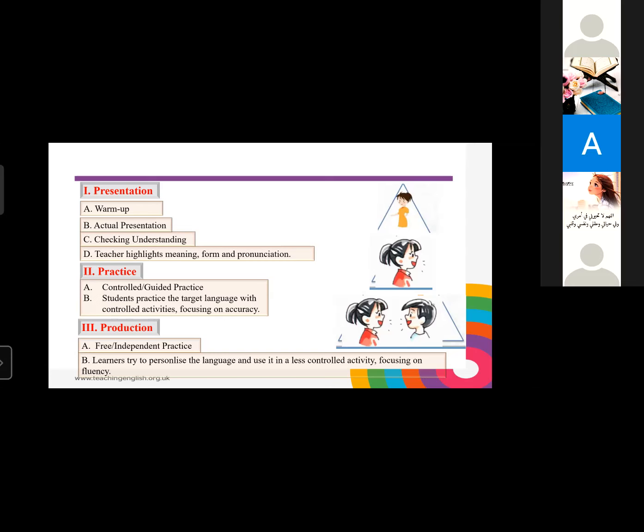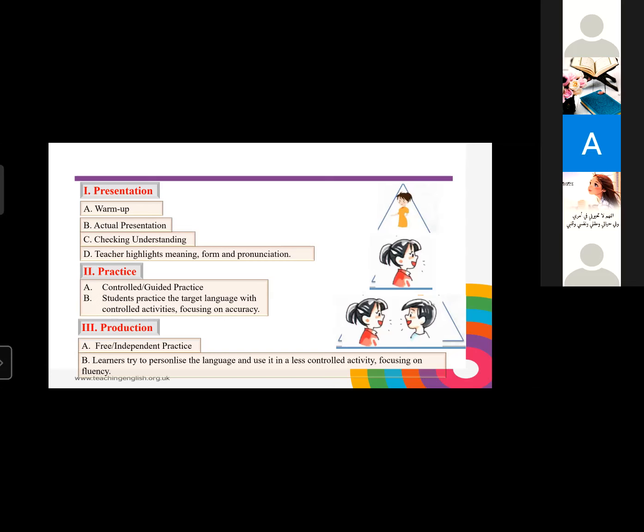And the second stage is practice. We have two steps here: control, the guided practice, where students practice the target language with controlled activities, focusing, of course, on accuracy. And the last step, which is production, free independent practice. Here, the students try to think of as many examples as they can about themselves or their friends. Learners try to personalize the language and use it in a less controlled activity, focusing on fluency.